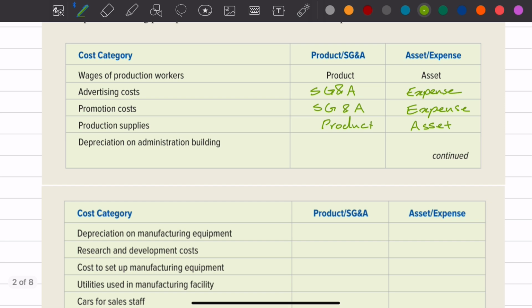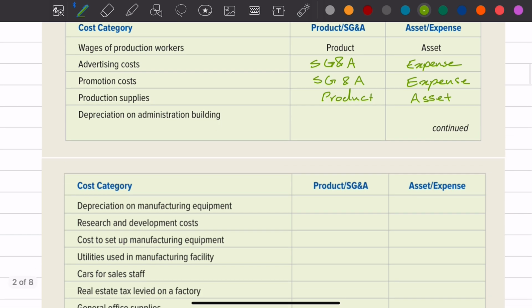Next, depreciation on administration building. Now, depreciation can take both forms, can be classified as a product or as a period cost or SG&A cost, because it depends on what are we depreciating. Okay, and as you can see here, we have two costs back to back. One of them is a depreciation on administration building, and the other is on manufacturing equipment. Now, what determines whether the depreciation is a product or SG&A cost is what are we depreciating.